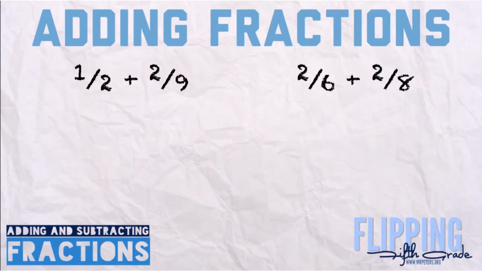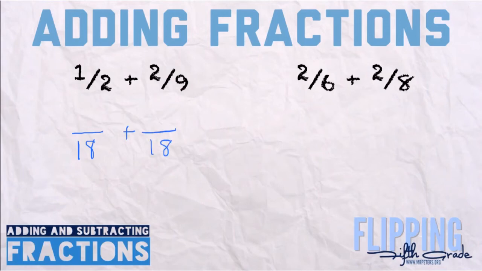Okay, now we're going to look at two problems here. Both of them will give you a better idea of what you're going to do without using manipulatives. Alright, so we have 1/2 plus 2/9. We need to figure out a common denominator. Well, in this case, since 2 is even and 9 is odd, we can just multiply them together. So 2 times 9 will give us 18. And that is going to give us our like denominator.